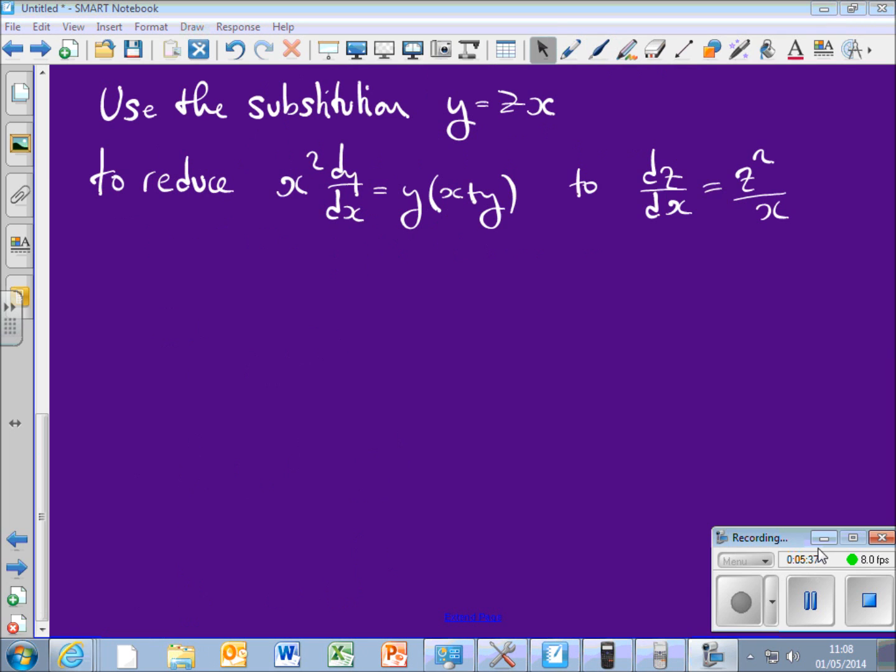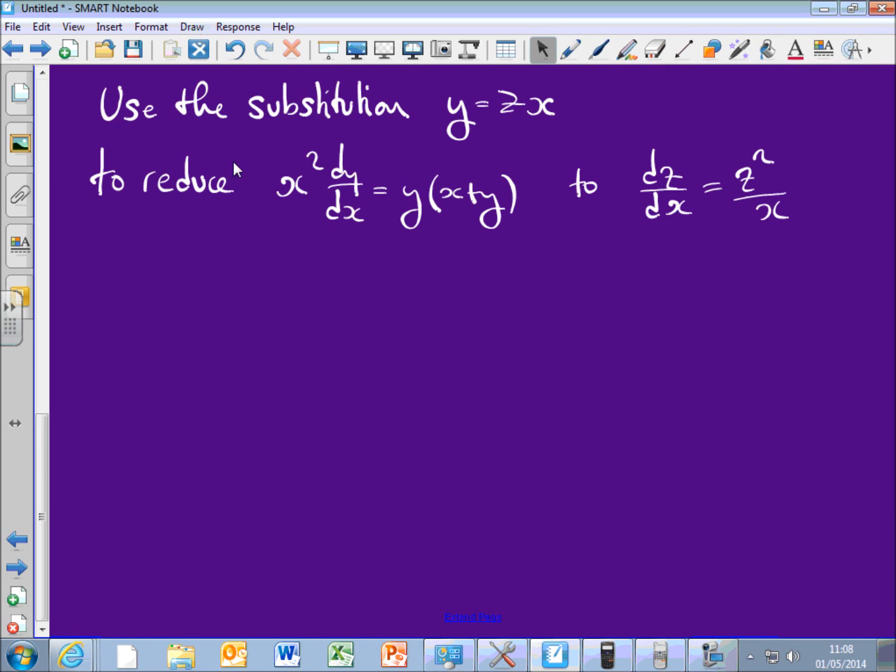Okay, so this second question. Use the substitution y equals zx. Now z is a function of x, and y is a function of x. Okay, so z is some expression with x's in. Okay, but it's just written as a z, and we want to reduce it to this. Now Charlie's absolutely right in what he's saying. We want to find what dy dx is. Okay, we'll find out what dy dx is.